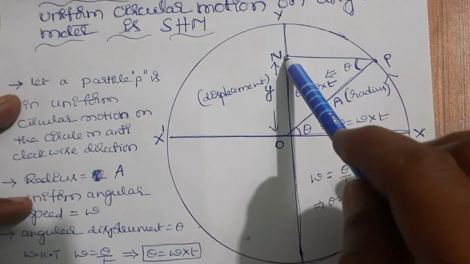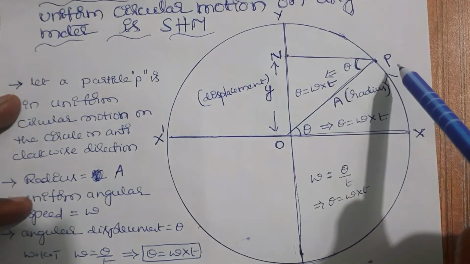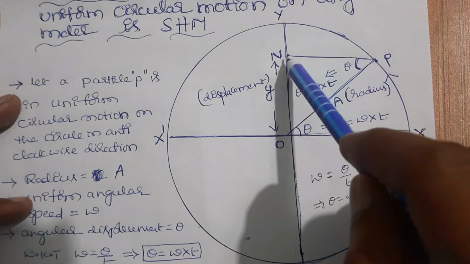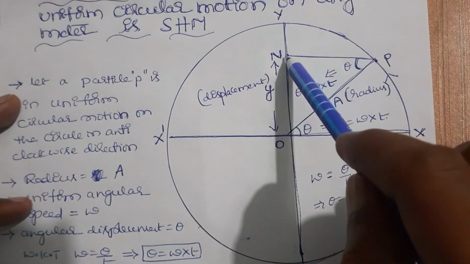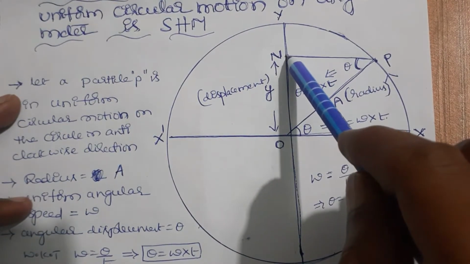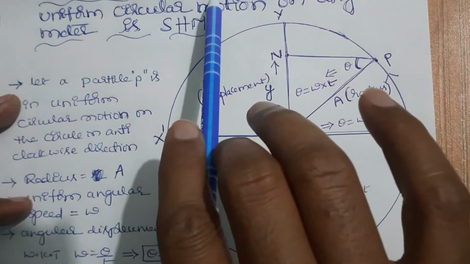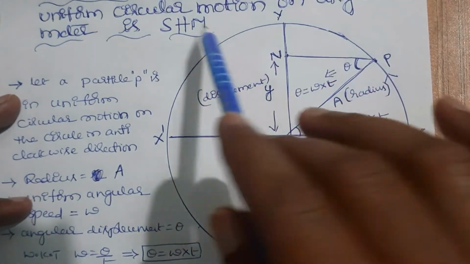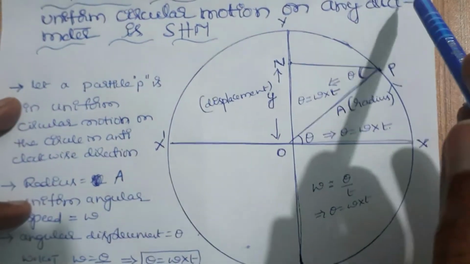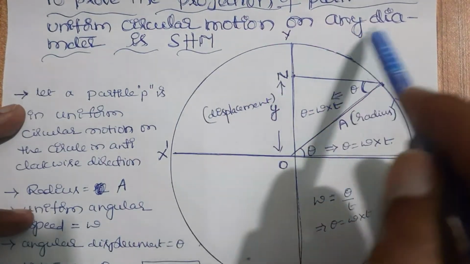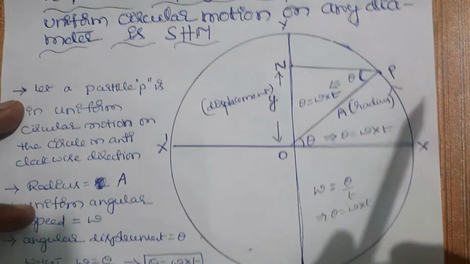So this point N is called the point of projection, or simply the foot of the perpendicular line. Point N is the foot of the perpendicular, which is also called the point of projection. We want to show that this point of projection makes a simple harmonic motion when the particle is in uniform circular motion along the circular path.